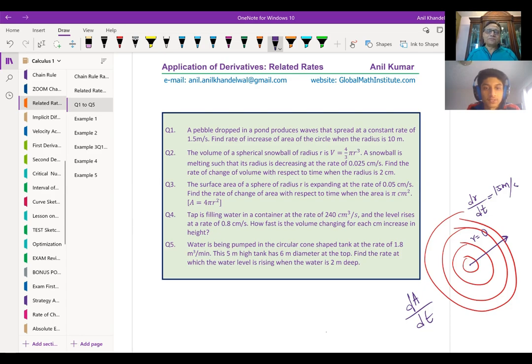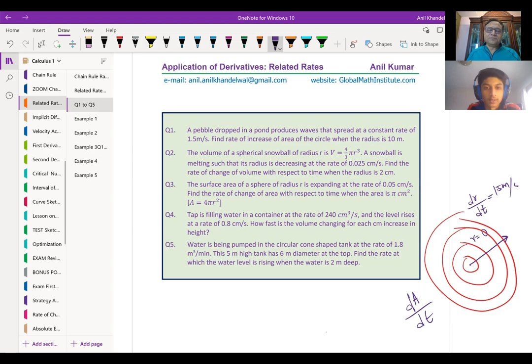The surface area of a sphere of radius r is expanding at the rate of 0.05 centimeters per second. Find the rate of change of area with respect to time when the area is pi centimeters squared. So that is a very similar question, but you get the concept of related rates with these questions. That's the whole key, right? Question number 4, please.